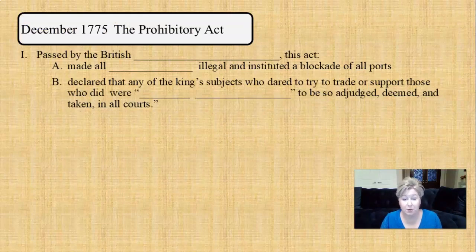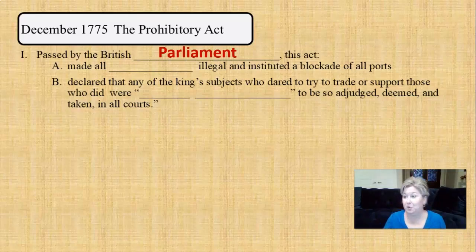He follows that almost immediately in December 1775, passed by the Parliament, signed by the king, the Prohibitory Act. Guys, this is a big deal. The Prohibitory Act, passed by the British Parliament, will make all trade. Now remember, they decided they weren't trading with the British anyway, but now they're not allowed to trade with anybody else. That had been our source of income.